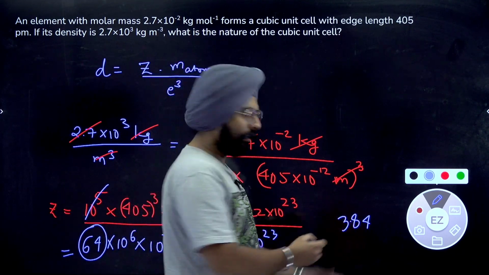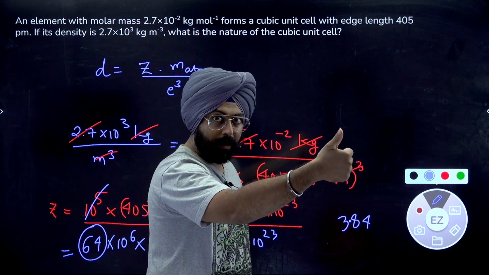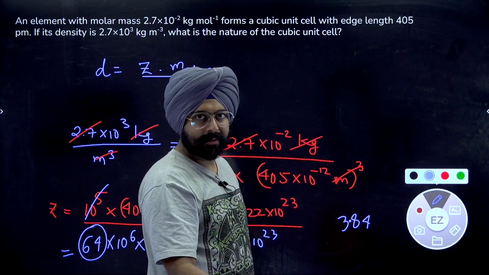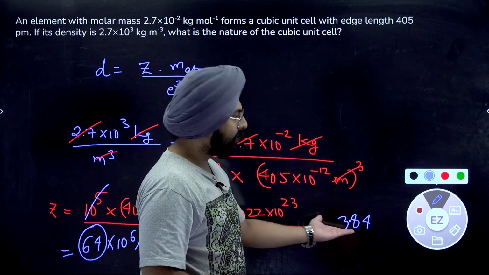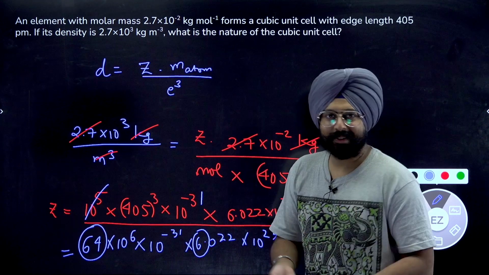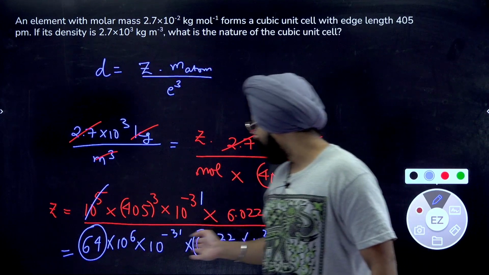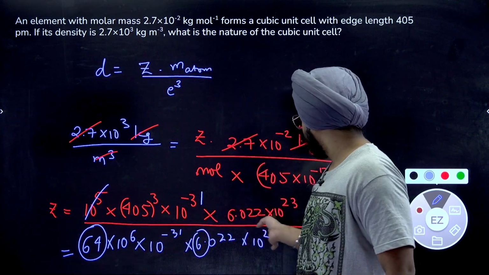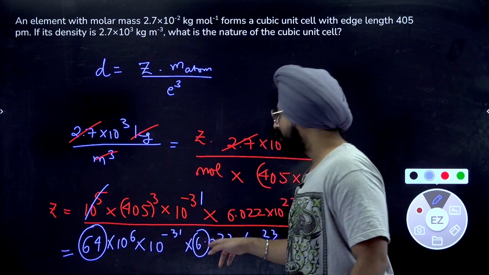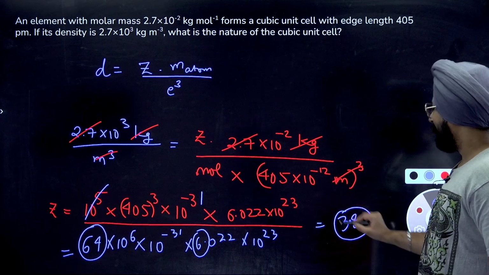That's a logical answer. Why is this logical? Because the answer has to be either close to 1, close to 2 or close to 4. Those are the possible ranks, 1, 2 or 4. This is the only number that is close to 4, right? If it's too confusing, just simplify the powers of 10. You will be left with 10 to the power minus 2. So 64 into 6 is 384 into 10 to the power minus 2, that is 3.84. This is an approximate calculation.